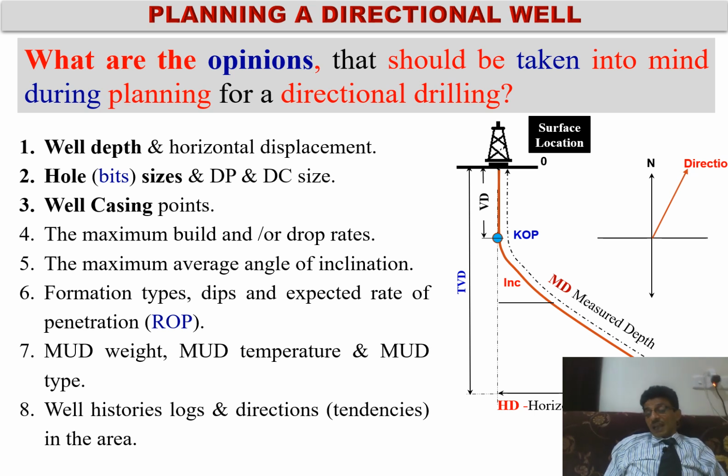Formation type, what we have, hard or soft formation, we should know. Depths and expected rate of penetration, ROP, of our drilling in this formation. Mud weight, mud temperature, and mud type. Number 8, well histories, logs, directions, and direction tendencies in the area.